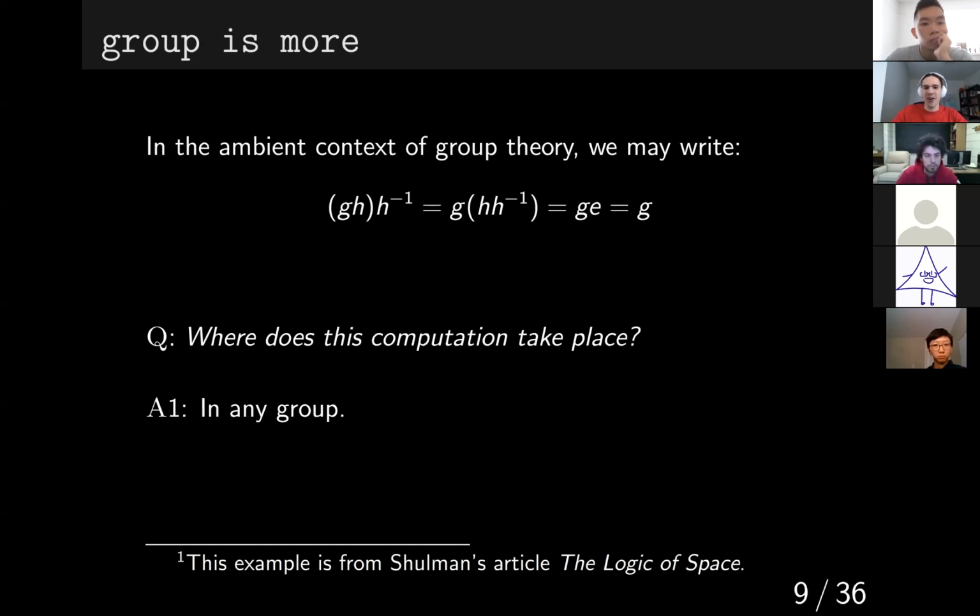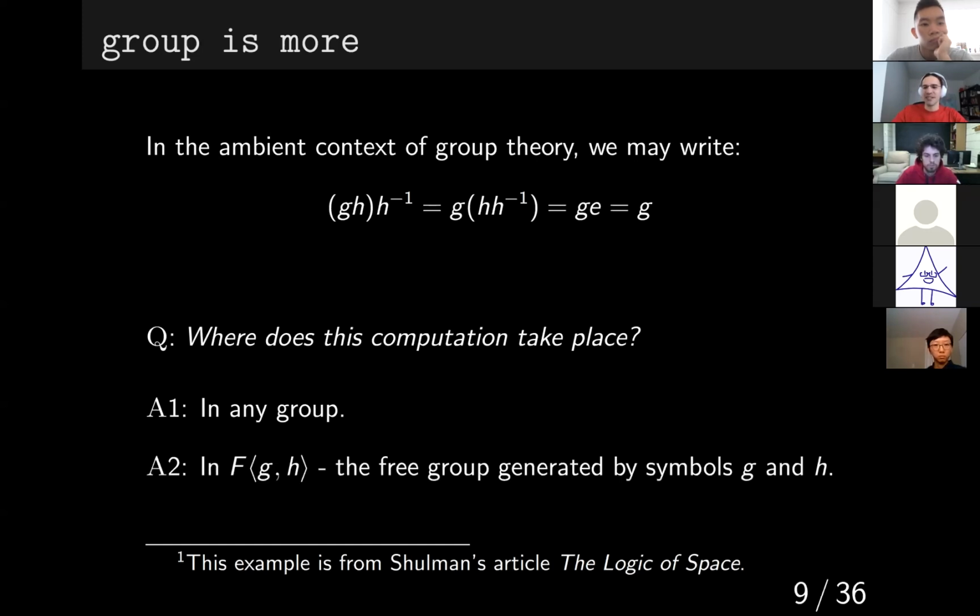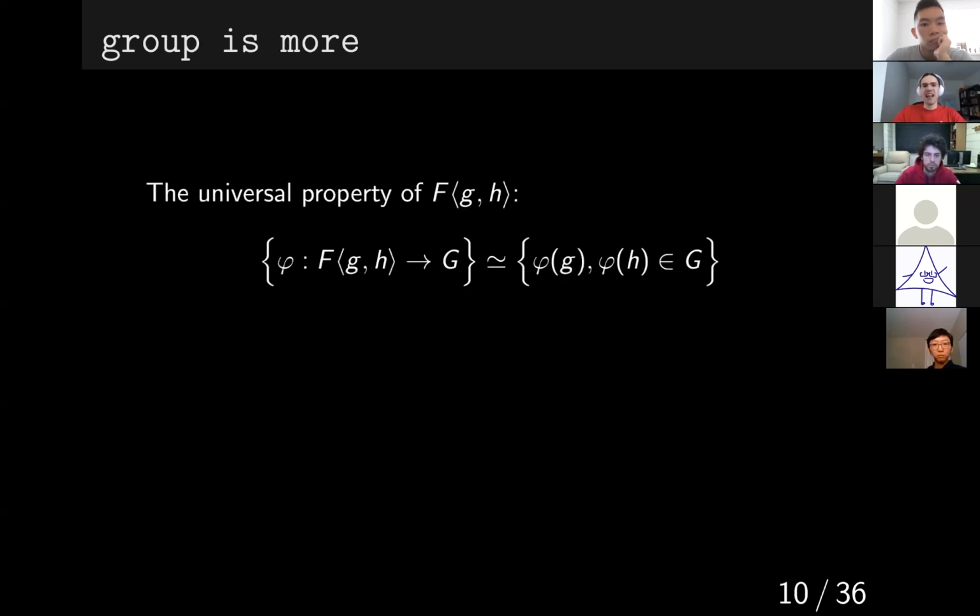But another answer, arguably a better answer, is that it takes place in the free group on two generators, specifically generated by symbols g and h. Now, consider the free group on two generators. What is the universal property of this? Well, what property does it satisfy? If you have any other group and you specify where the elements g and h get sent, then that uniquely extends to a group homomorphism from the free group to the group G. So in other words, the data of a group homomorphism from the free group to any group G is just determined by two elements in the group G.